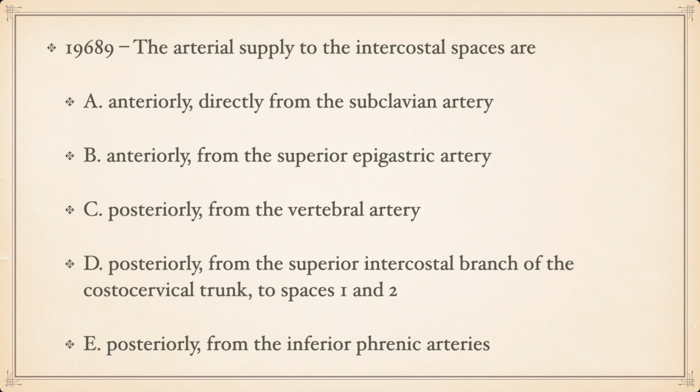B, anteriorly from the superior epigastric, is also incorrect. The superior epigastric is a terminal branch of the internal thoracic artery. C, posteriorly from the vertebral artery. Well, the vertebral artery is another branch of the subclavian, but not this time. And then the costocervical trunk. So those are the 3 branches of the first part of the subclavian. And then E, posteriorly from the inferior phrenic arteries. No, certainly is not.